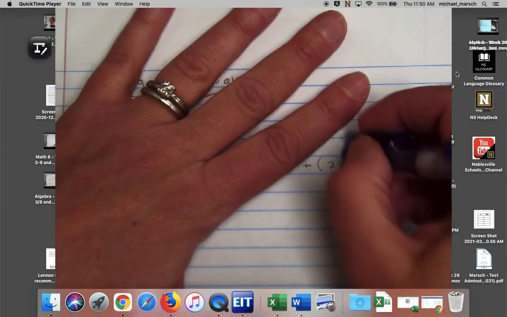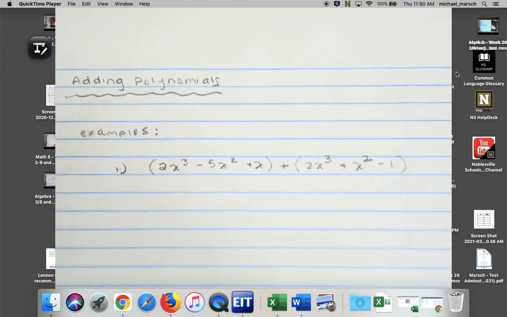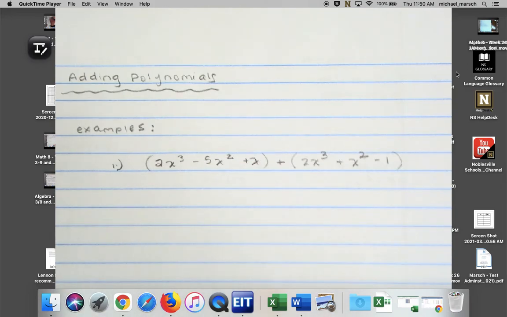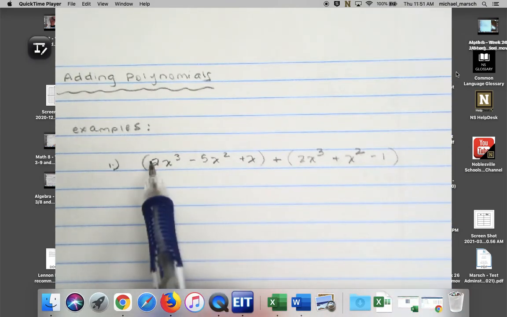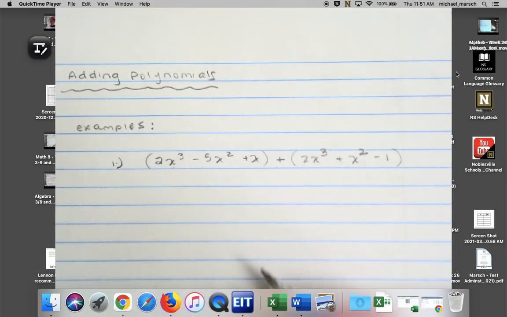Oh, sorry, change this. Okay, so we have these beautiful polynomials, two trinomials. Okay, so when I'm combining these, I have to pay really close attention to the exponent, right? So because these both have x to the third here, I can combine them. So what's 2 plus 2? 4.